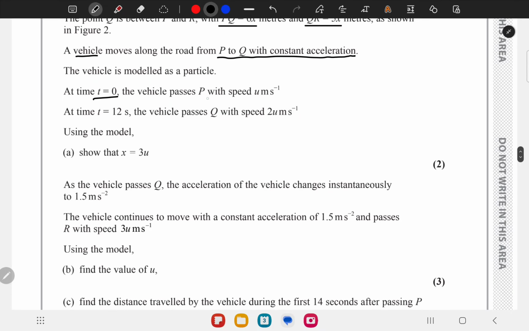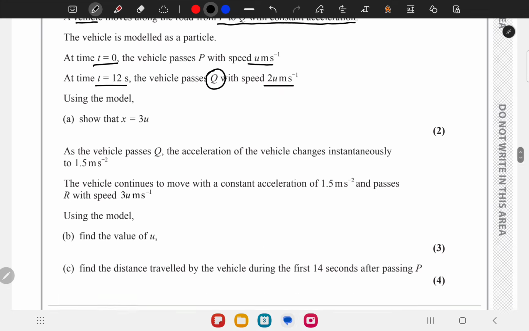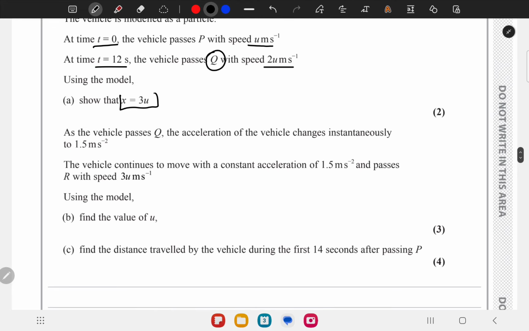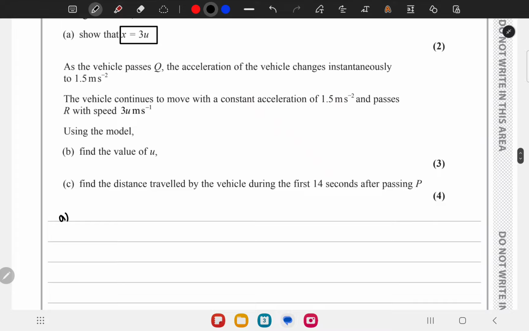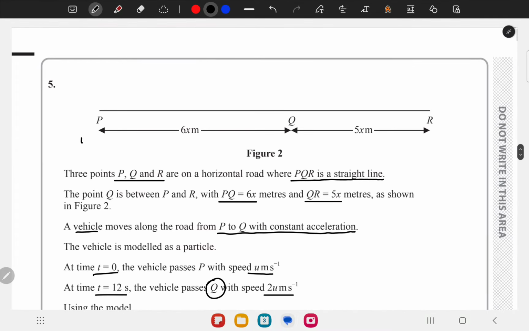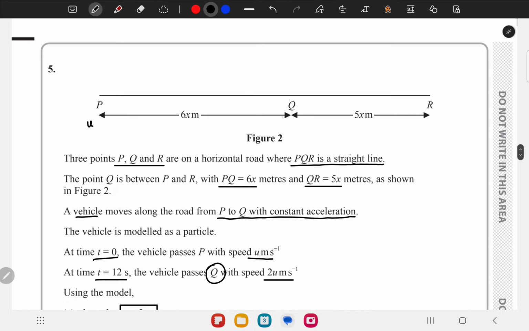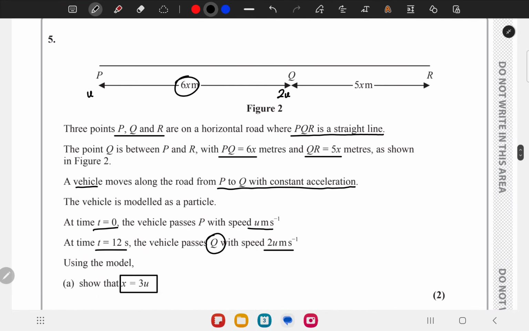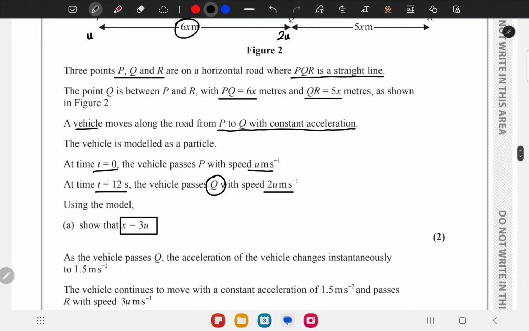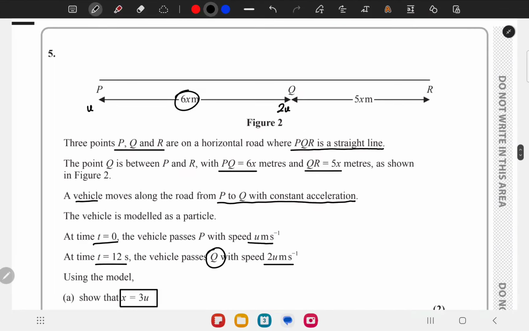At time t equals 0, it has a velocity u meters per second. At t equals 12, the vehicle passes Q with 2u meters per second speed. We have to show that x is equal to 3u from this. So at P, this is u. At Q, the speed is 2u. The displacement is 6x and the time is 12.